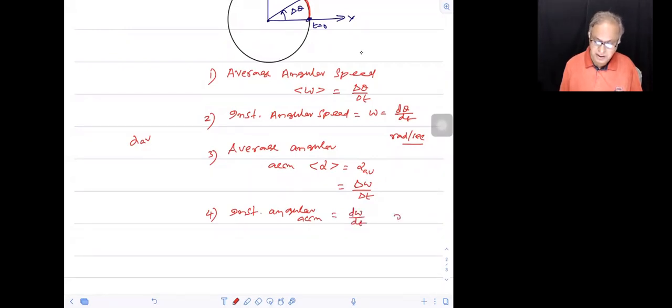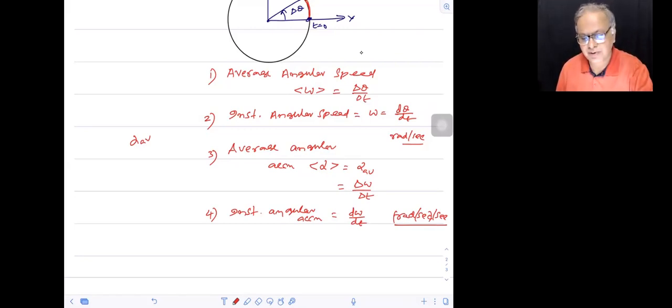The units will be radians per second per second, or radians per second square also you can say if you want. It should be radians per second per second, so that way you will not forget that it is velocity change. Radians per second is angle change, that is, rate of change of angle. Okay.